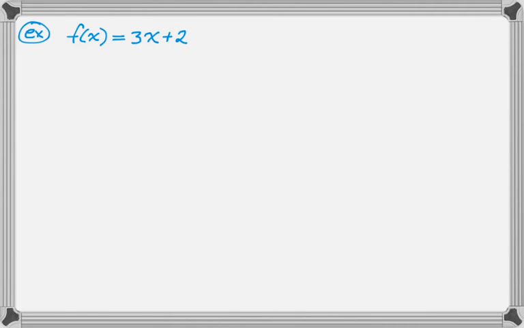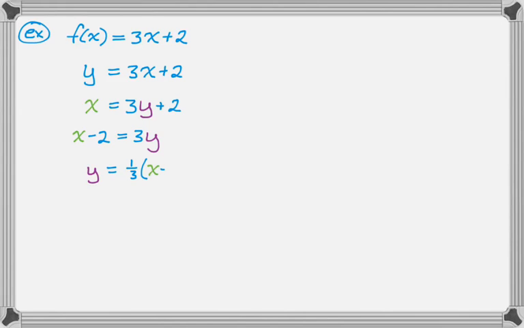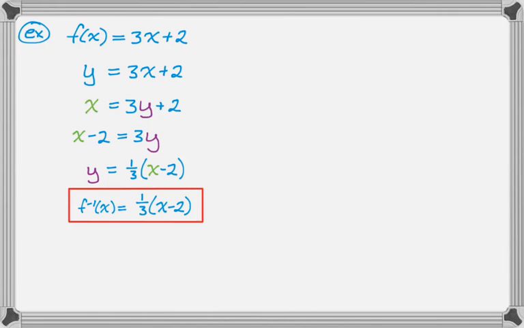If we start with f of x is 3x plus 2, we're just going to follow the steps. I'm going to replace f of x with y. Then I'm going to switch x and y. And now I'm going to solve for y. So subtract 2, and then divide by 3. Then I'm going to go back and replace y with f inverse. So f inverse of x is 1/3 the quantity x minus 2.